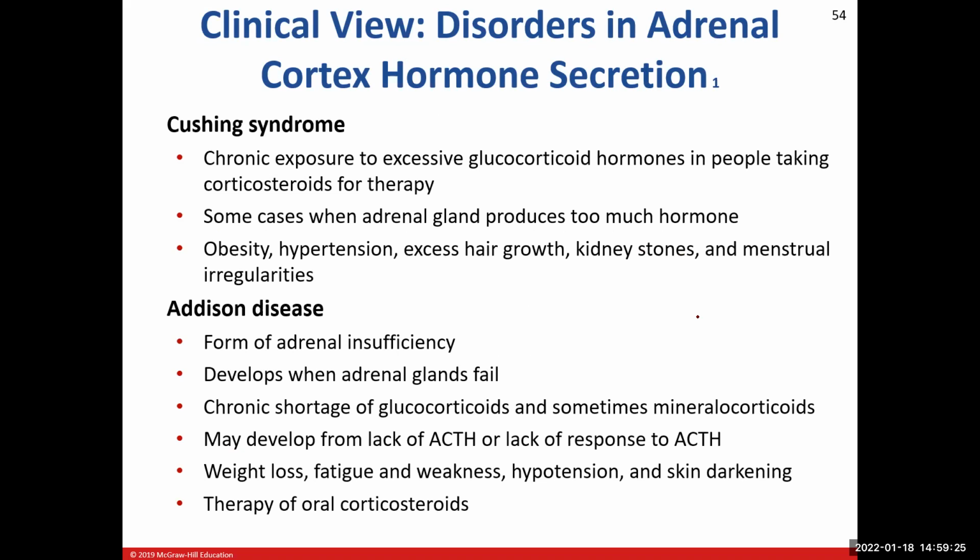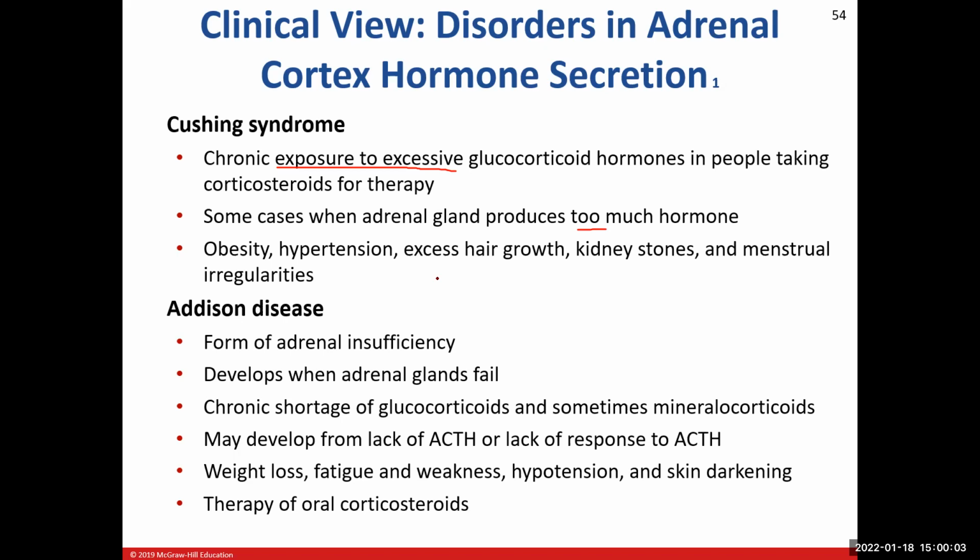All right, so a couple disorders for the adrenal cortex: Cushing's syndrome and Addison's disease. Cushing's syndrome is when we have too much glucocorticoids being produced, or if you are taking drugs that mimic these glucocorticoid hormones. So if you have too much, what we'll see with Cushing's disease is increased obesity, increased blood pressure, okay? Quite a bit of hair growth.